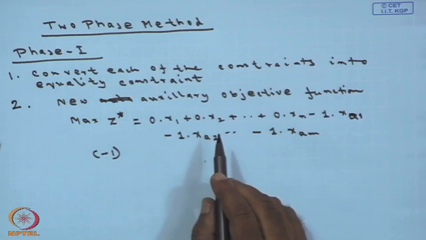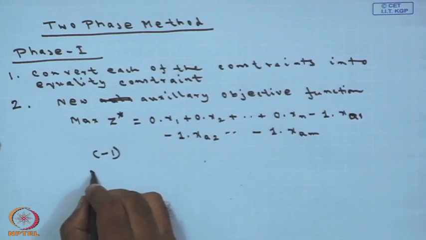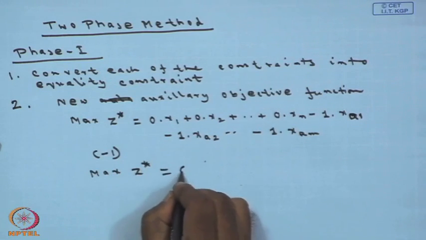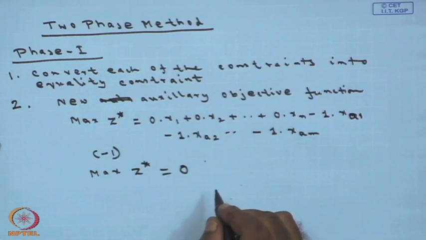Our basic aim is to make this value 0 whenever we maximize z star. That means what?